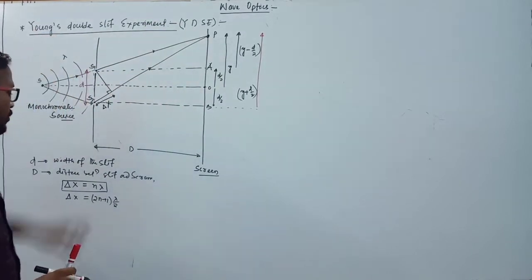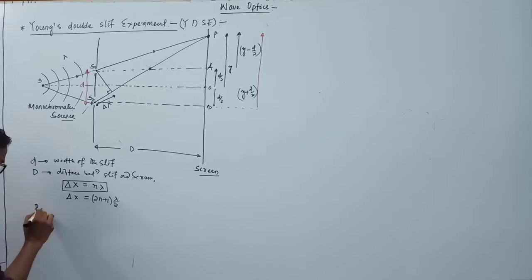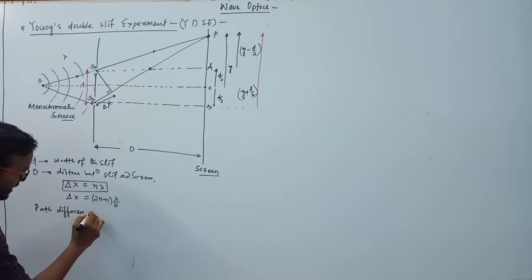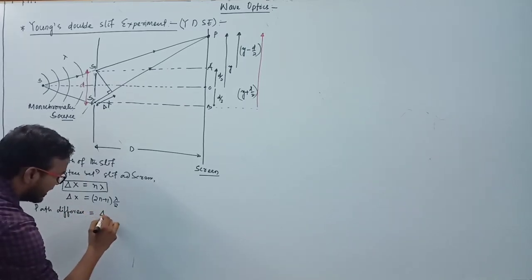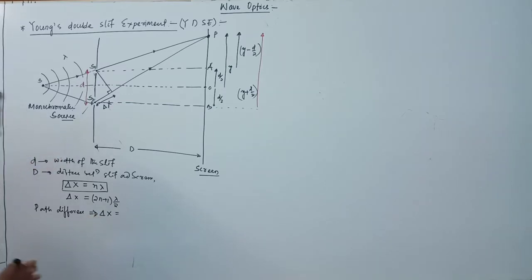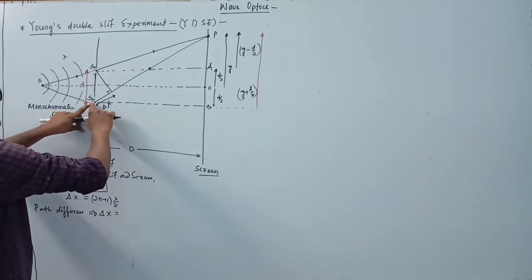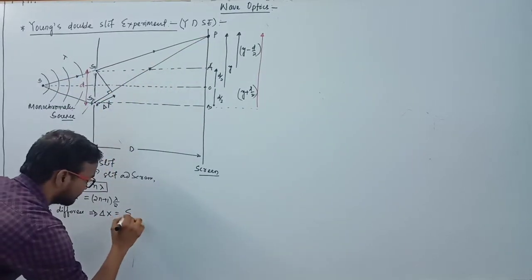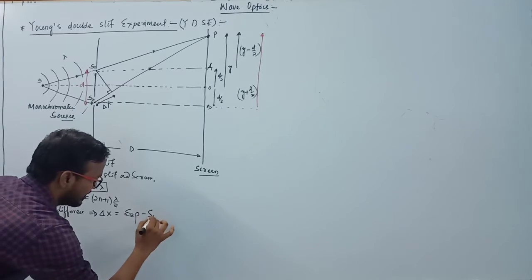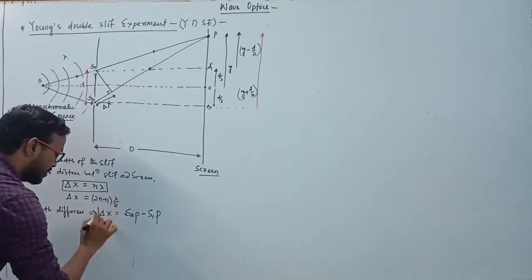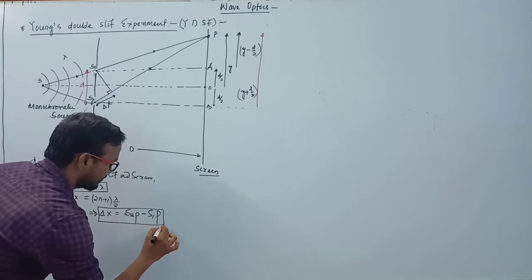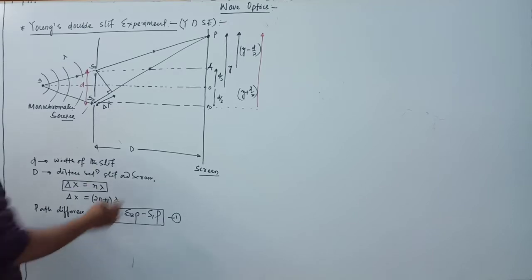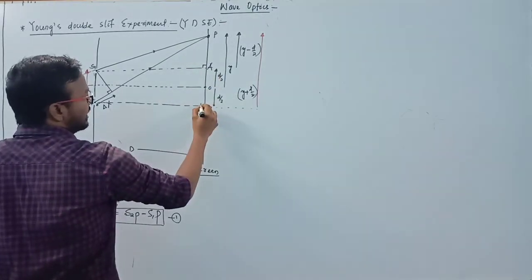Clear? So this distance is known as the path difference between the two waves, S1P and S2P. So how can we find the path difference here? The path difference, delta x, is the separation between S2P and S1P, so delta x equals S2P minus S1P. This is equation number 1. Clear? Okay. Now look at the triangles here. This angle is 90 degrees and this angle is also 90 degrees.